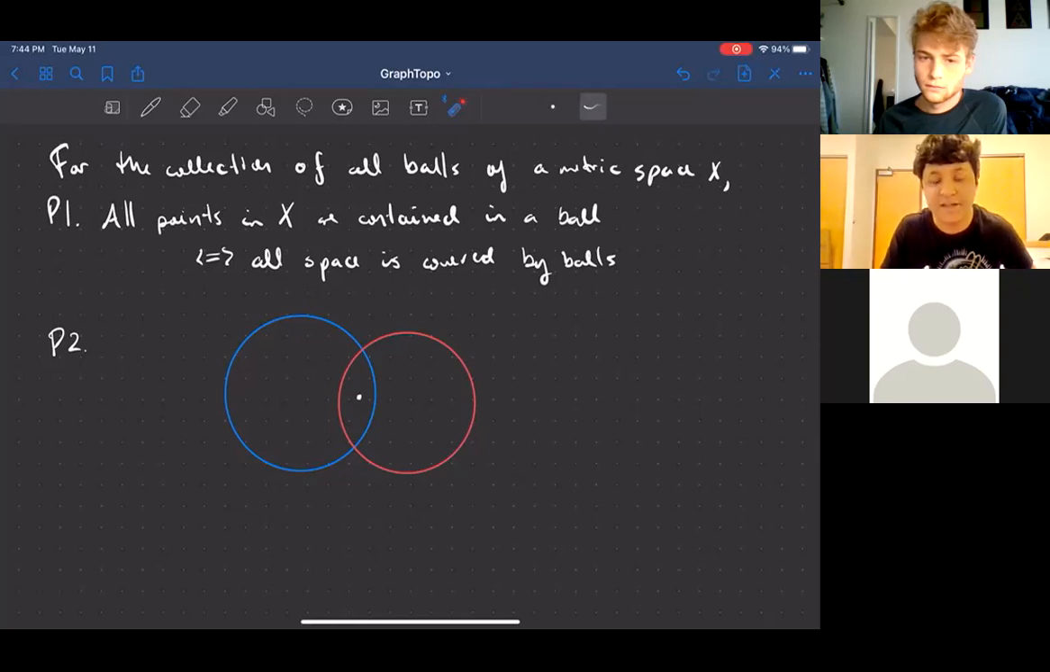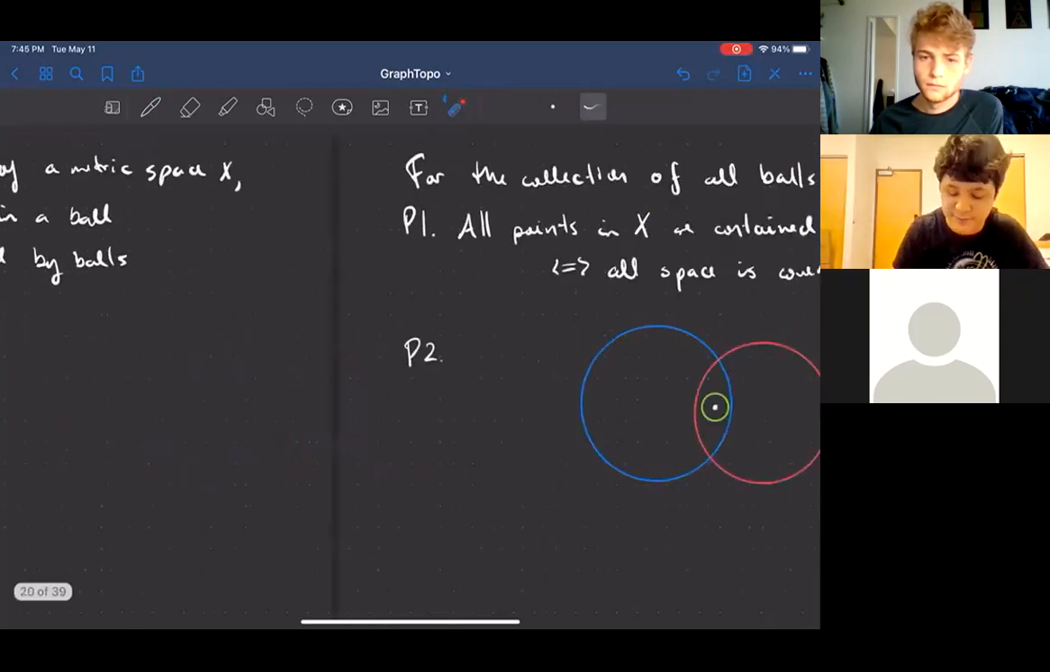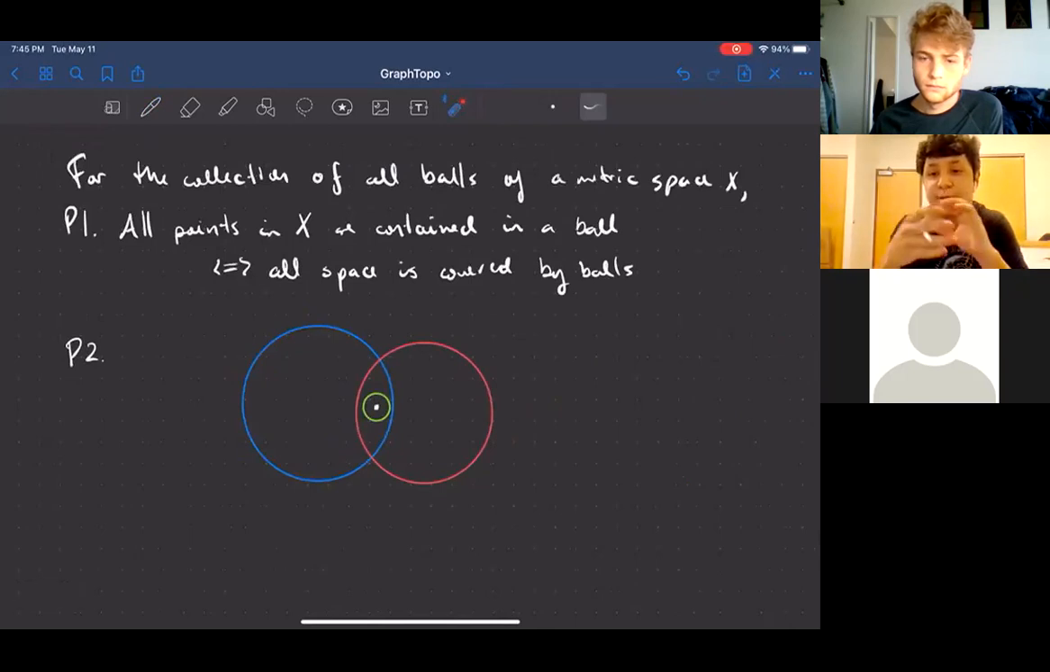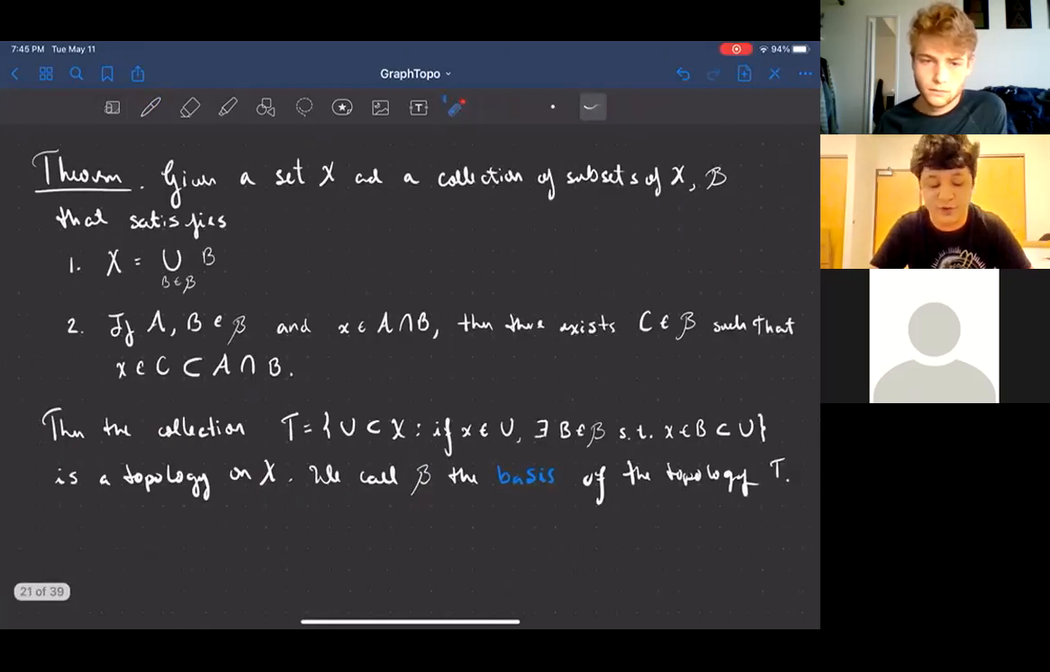If you consider the collection of all balls in your metric space, then every point in the set X will be contained in an open ball. So basically all space is covered by open balls. That is one of the properties. And the second property is that if you have two balls and there is a point in their intersection, then there is another ball that will be inside that intersection. So this helps us construct a more general idea of topologies.